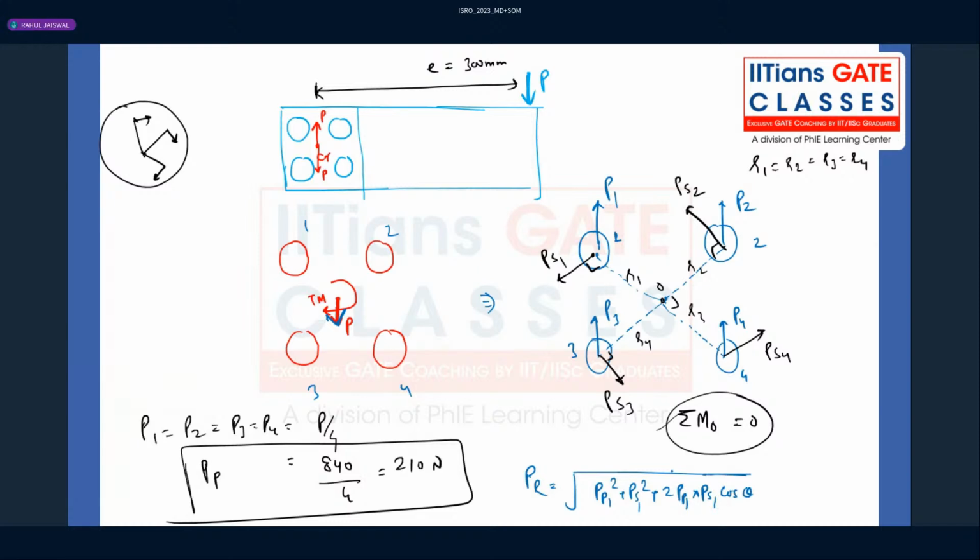PP1, PP2, PP3, PP4 are all the same, right? So now it depends on the theta value, right? How to calculate theta? This is the theta we have. Now tell me, what is the worst loaded bolt you will get out of these four, one, two, three, four? Tell me, guys. Whatever the included angle is, you need to be very careful about that included angle.